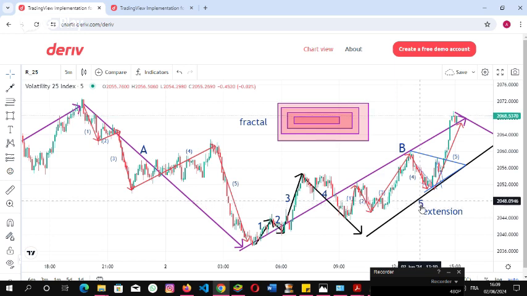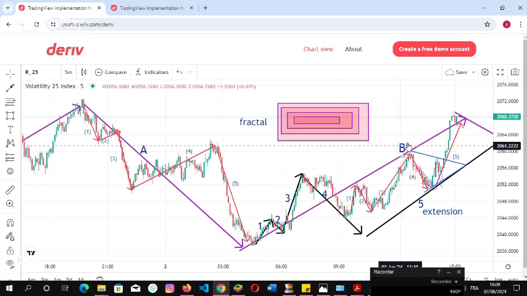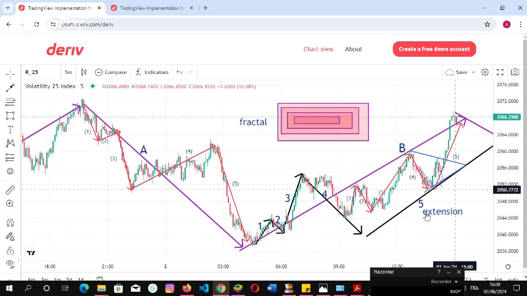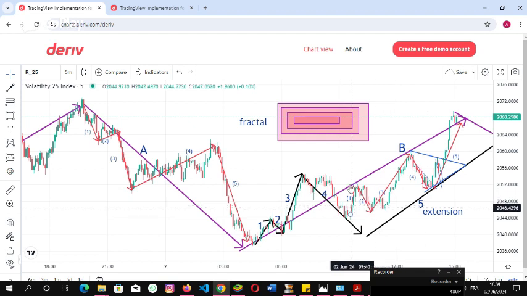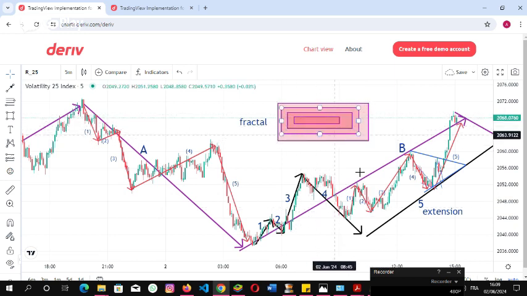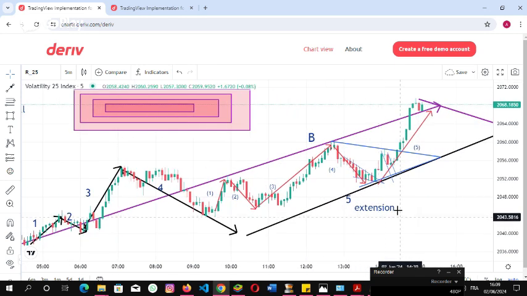And this wave is a lower degree wave compared to this big wave B. So inside this big wave B, you have 1, 2, 3, 4, big wave 5. Inside big wave 5, you have small wave 1, 2, 3, 4, 5. If you go inside small wave 1, you would see the same thing. So the fractal nature of markets, fractals. Remember that concept.